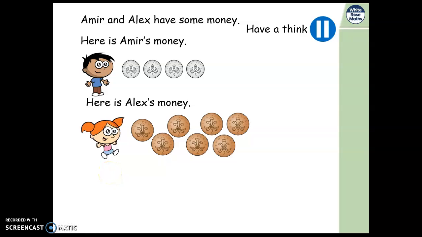So let's look at some word problems now. Amir and Alex have some money. Here is Amir's money. Here is Alex's money. How much money do they have altogether?